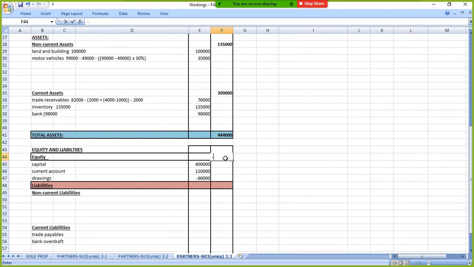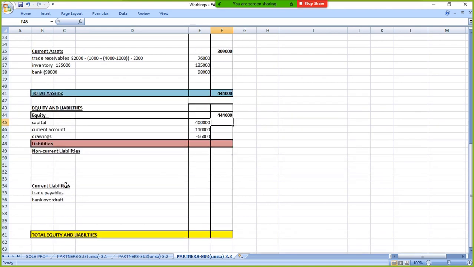Right, total equity, sum up the total there. All right, liabilities. Oh, we had nothing. Yeah, we had nothing. So it does add up. The equity is the same as the assets, 0 liabilities. No non-current liabilities, no current liabilities. Okay, that was a very easy question.